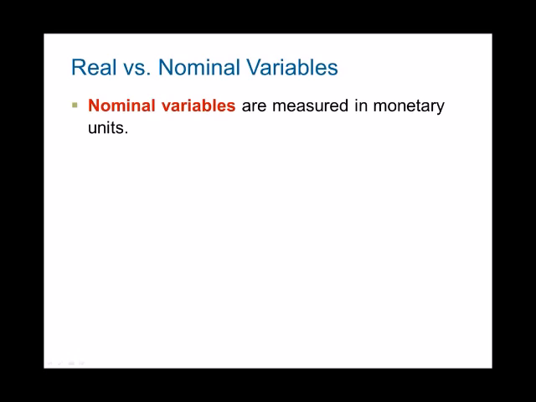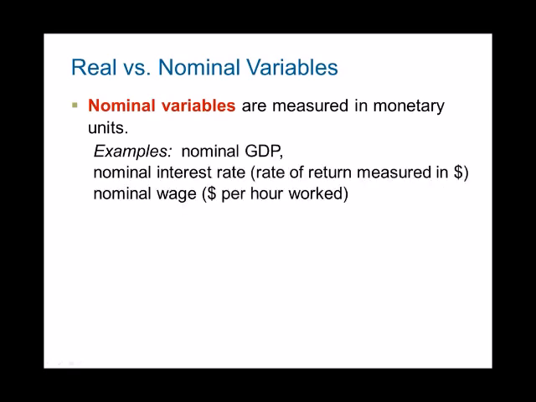So nominal variables are variables using monetary units. We talked about nominal GDP, nominal interest rates, and nominal wage, which is basically how much you get paid per hour of work. Currently the minimum wage is $7.25 an hour, so that is a nominal wage.